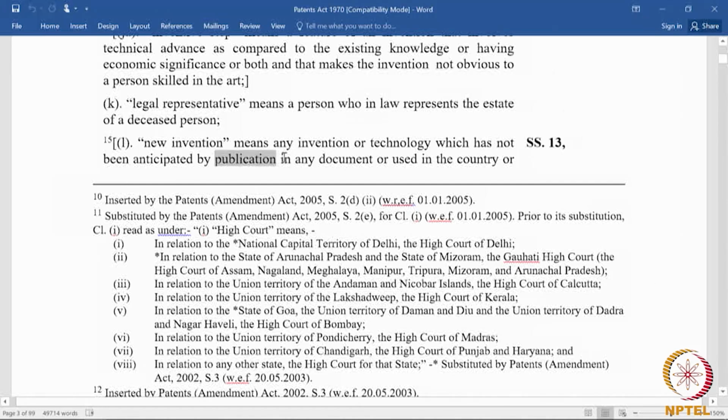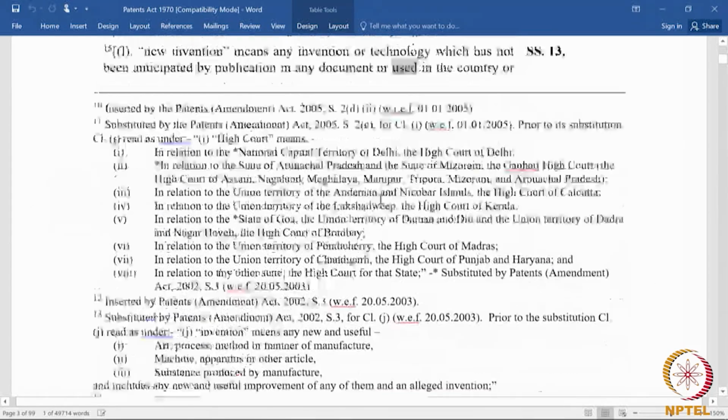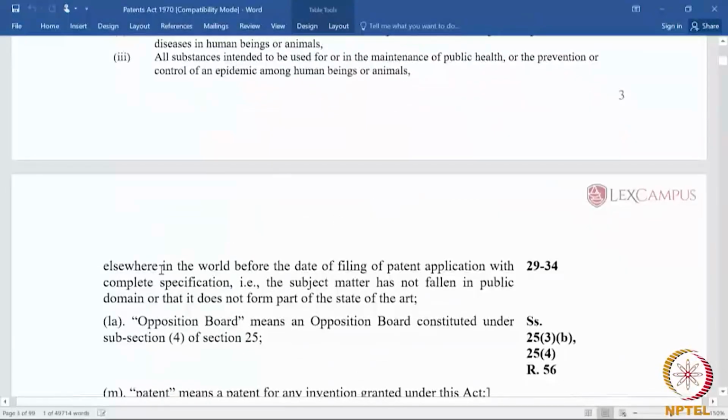Anticipation can happen by publication in any document, or by use in a country or elsewhere before the date of filing. Now, that gives us the standard of anticipation, which is a global standard, regardless of whether the invention was anticipated in a particular country. As long as it is anticipated in any part of the world, it could still affect the novelty of an invention.